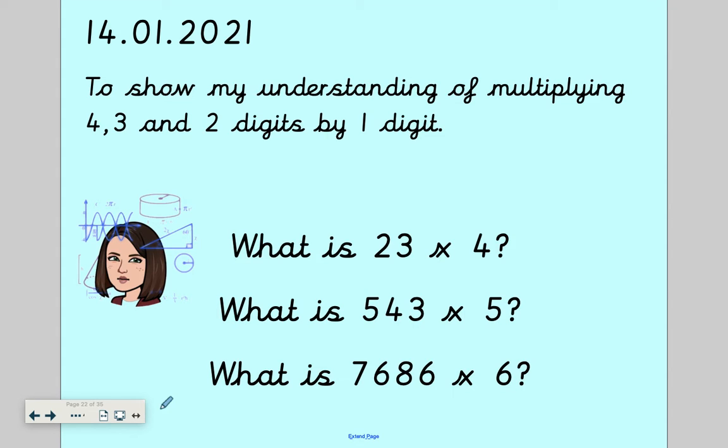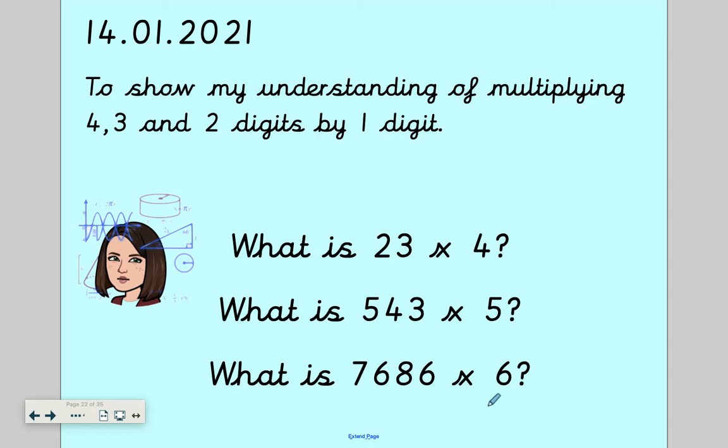Good morning, Year 5. So today we're putting all of our knowledge from the past 3 days of multiplying 4, 3 and 2 digits by 1. We should be absolutely fantastic at this because we broke it down these past few days. So now we're going to put it all together and see what we can remember.